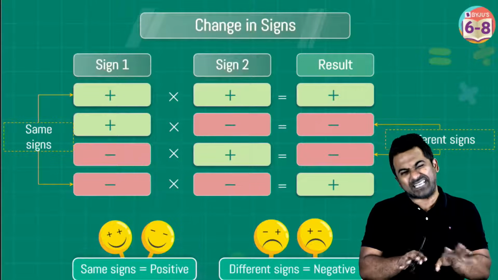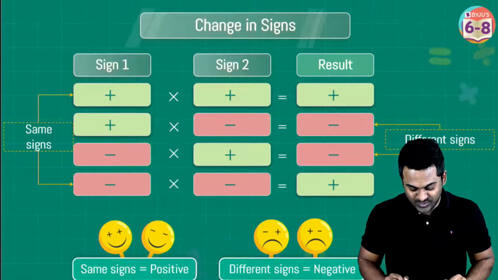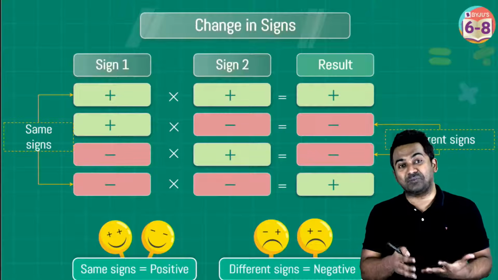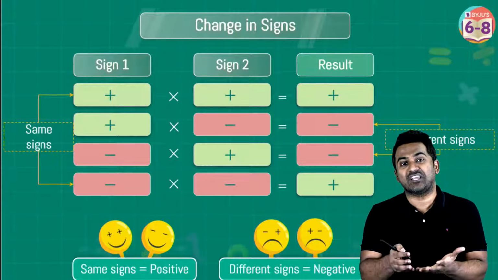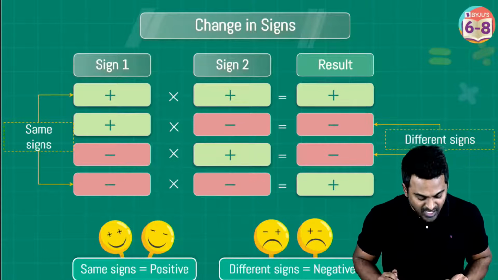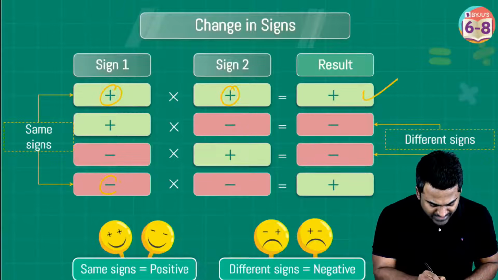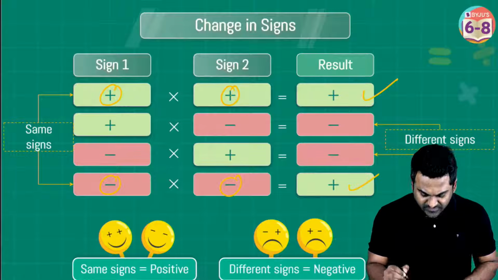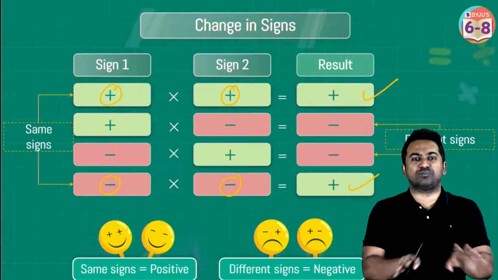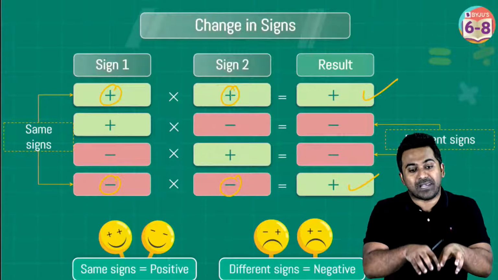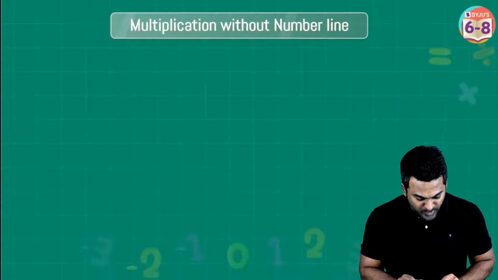Different signs, well, a sad face, right? So the result is going to be negative. So a negative multiplied with positive or a positive multiplied with negative is going to result in a negative answer. Positive multiplied with positive is positive. Negative multiplied with negative is positive. And basic absolute rules. Now let's go ahead and apply this to a few questions.